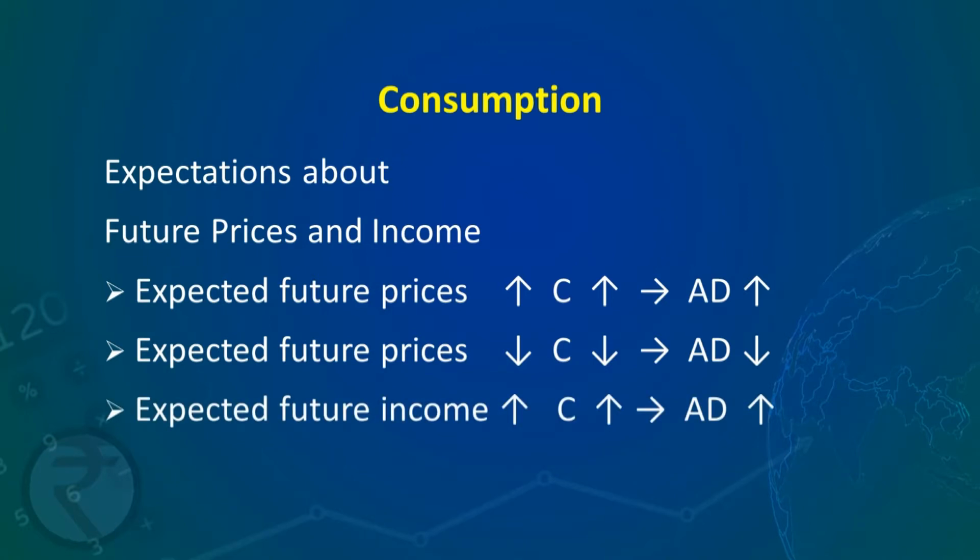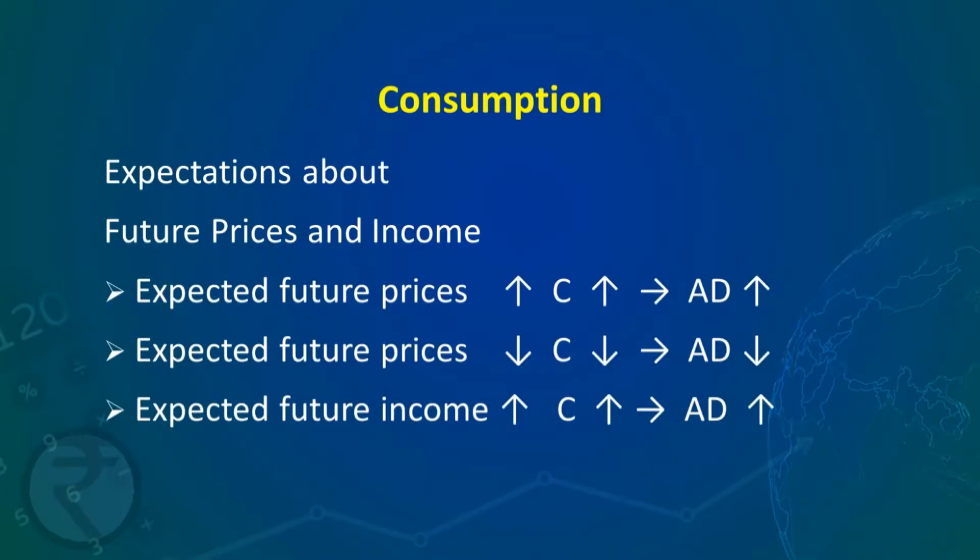Similarly, expected future income also affects the consumption. If you are expecting that in future your income will go on increasing, what happens? You start buying more goods and services because you know that you will go on getting more and more income. So with increase in expected future income, consumption increases and along with it aggregate demand also rises.